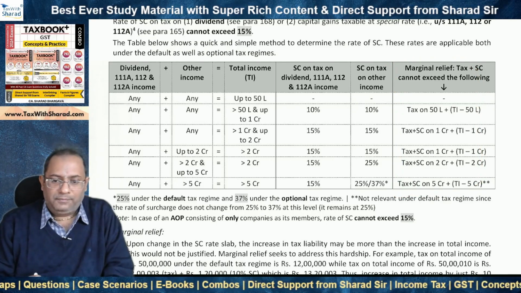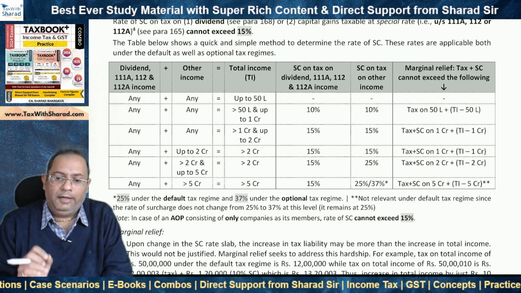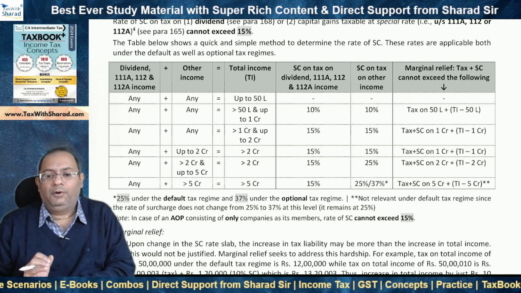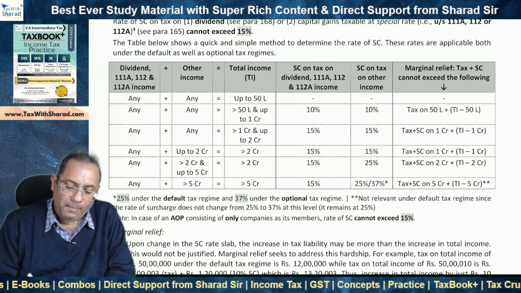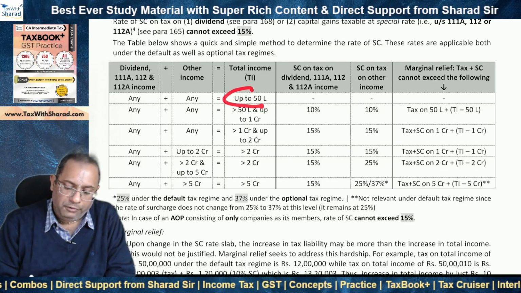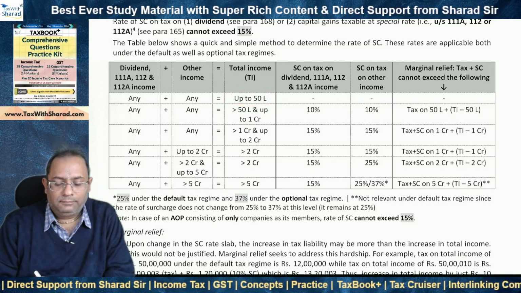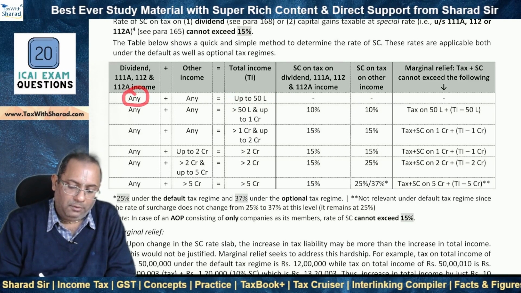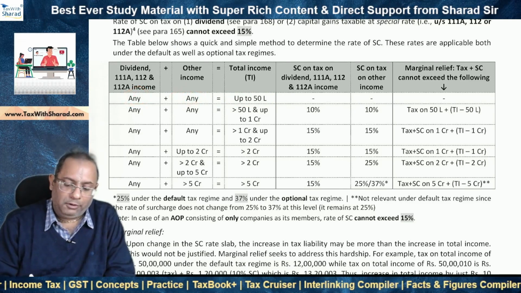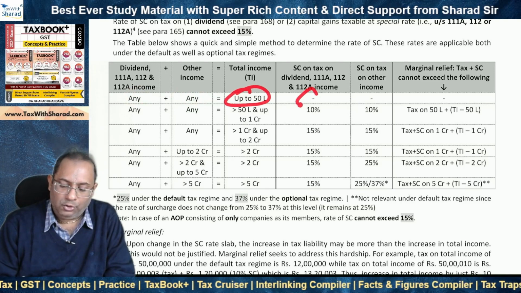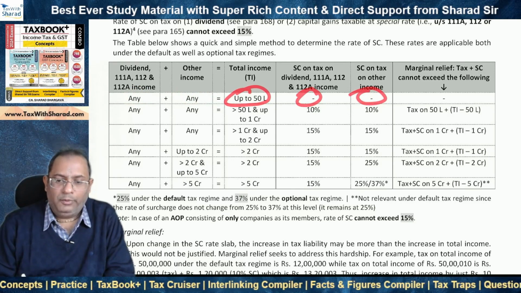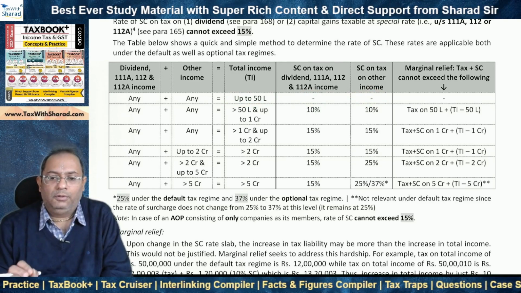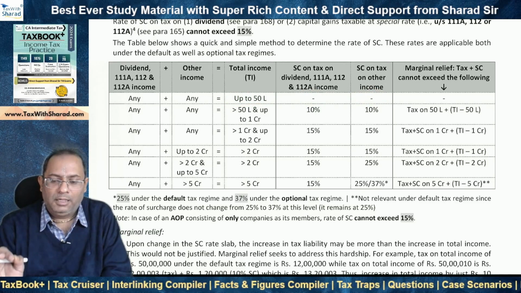So let's see how to determine the rate of surcharge depending on the level of income. If the total income is up to 50 lakh, and whatever be the amount of special income or the other income, it doesn't matter. If the total income is up to 50 lakh, there is no surcharge. So when you compute tax on total income, you should not add anything in respect of surcharge to such tax.